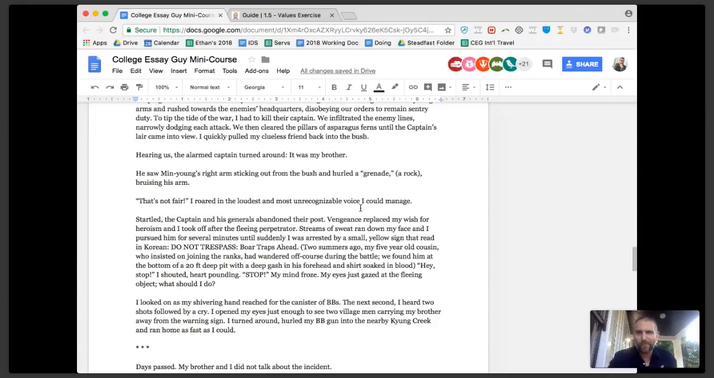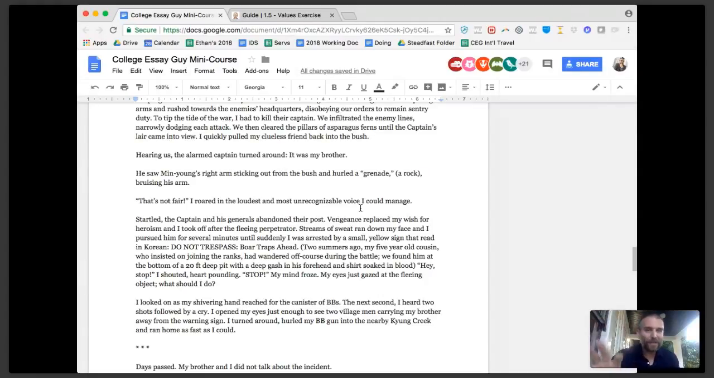"Streams of sweat ran down my face." Again, he could have cut some of these details, but it creates a nice visual image. "I pursued him for several minutes until suddenly I was arrested by a small yellow sign that read in Korean, 'Do not trespass, boar traps ahead.'" So just to reset the scene in case you missed it, this guy has thrown a rock at the main character's friend, bruised him, and now he's taken off running after his brother, the brother that he would ultimately shoot, right?